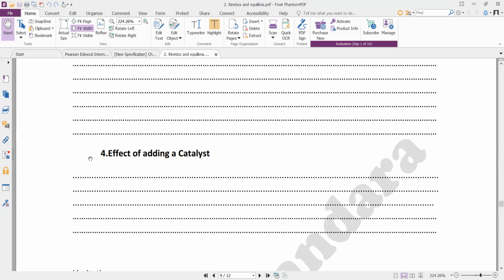Therefore, the position of equilibrium is not altered. Catalyst will increase the rate of both forward and backward reactions equally. Therefore, the position of equilibrium is not altered.